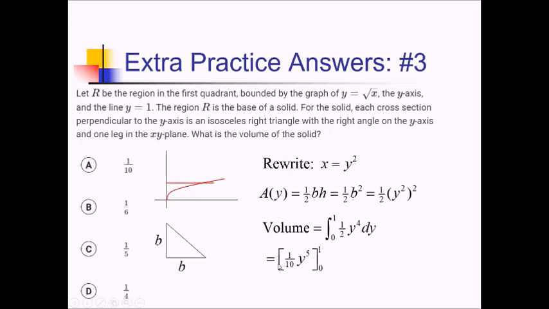So I can yank out the 1/10 here. And inside I have 1 to the 5th minus 0 to the 5th. Well, 1 to the 5th is just 1, and 0 to the 5th is just 0. So this is just 1/10 times 1, or simply 1/10, which is going to give me answer choice A.